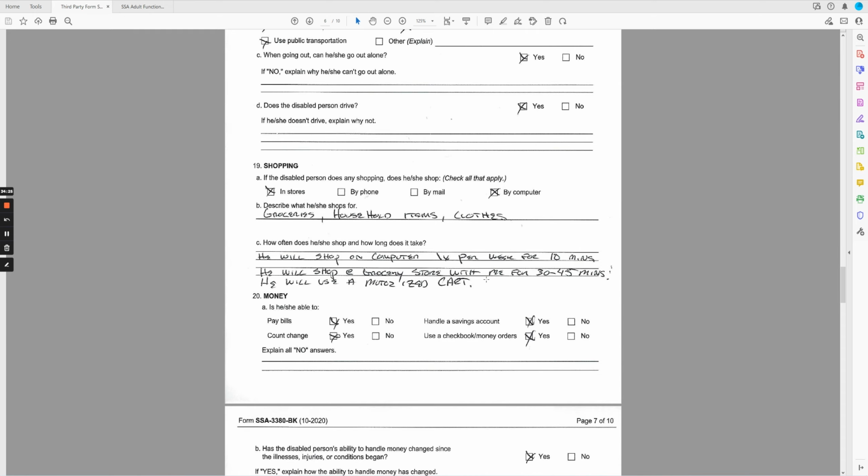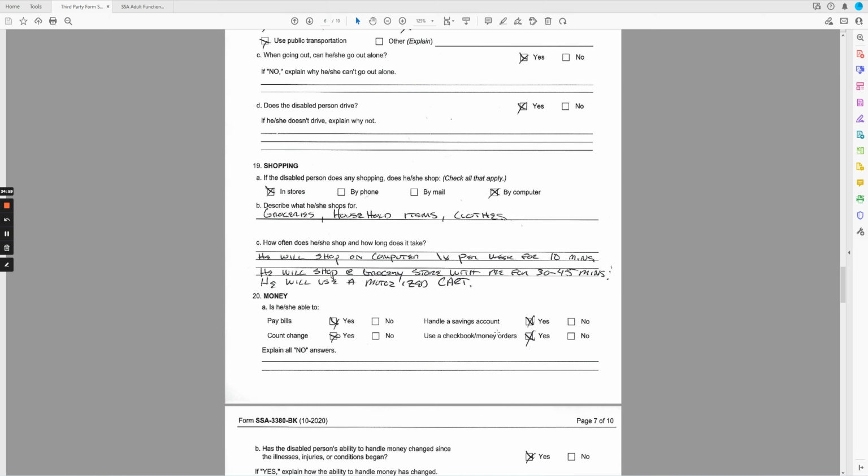So here they talk about how he will shop at the grocery store with me for 30 to 45 minutes. He will use a motorized cart. It's good to throw that in if there are accommodations, because these forms don't always ask about that. If there is an accommodation that you're observing the client using, like a motorized cart, a cane, a walker, or even a wheelchair at the grocery store, add that in. And again, this is the exact same question you'll see on the other form.